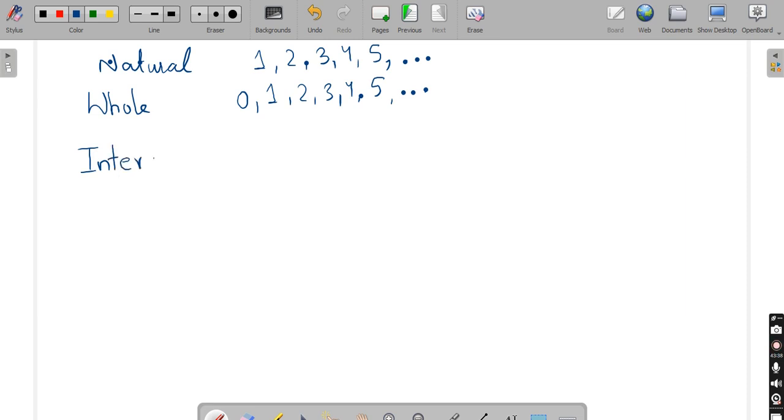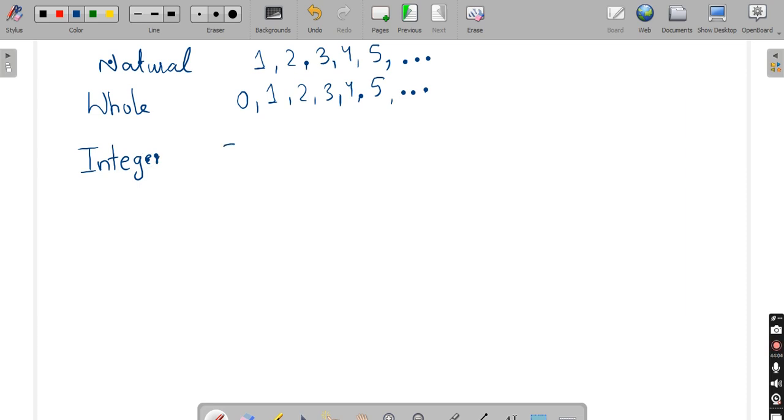Now I think that you are having the confusion, sir, how this 0 is coming there, or what is the need of this integer? What is the need of this integer? Then at that time, dear, let me explain you what is the use of this integer.